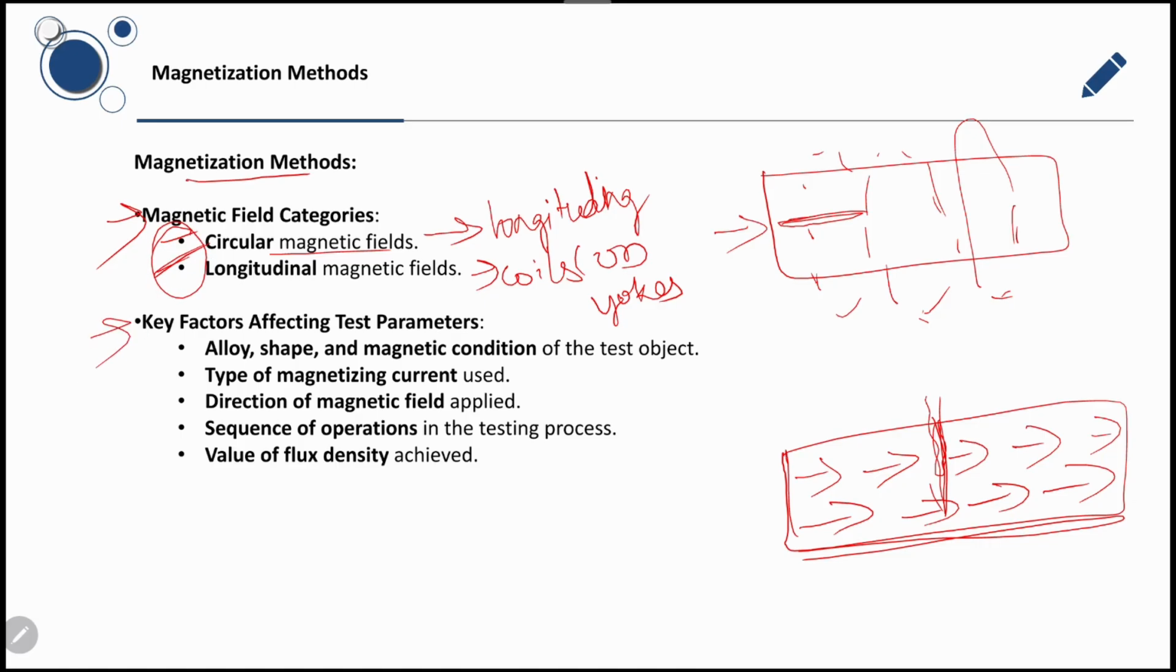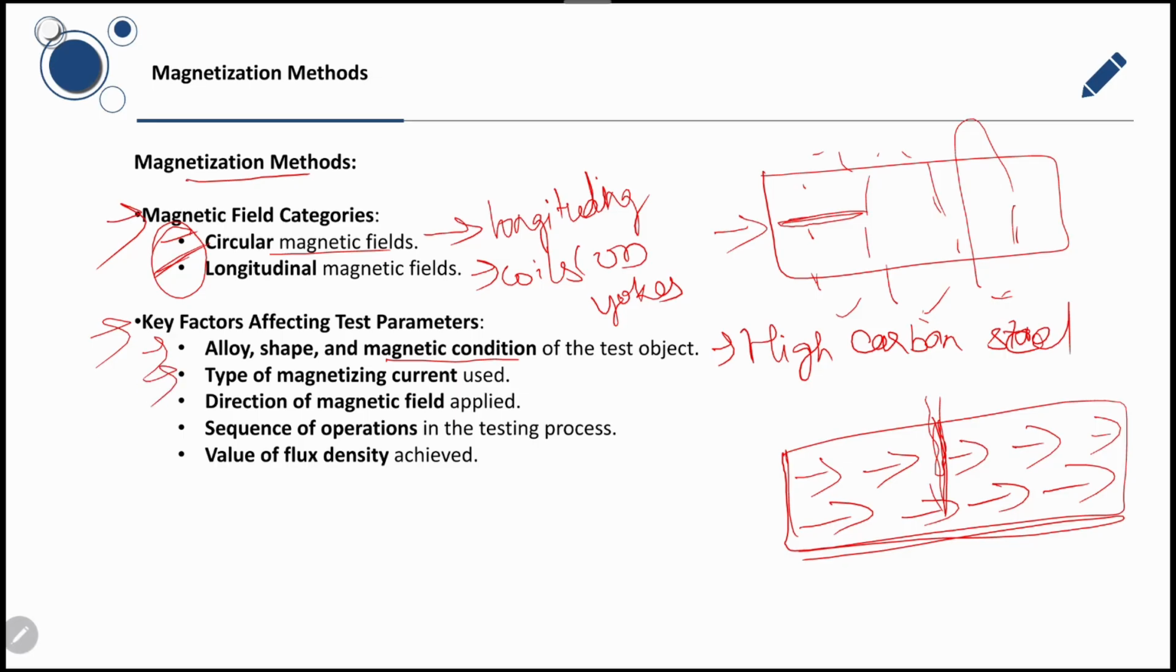Next, the key factors affecting test parameters. The effectiveness of magnetization depends on several important factors. The first one is the alloy, shape and magnetic condition of the test object. Different materials and shapes respond differently to magnetization. For example, high carbon steel retains more magnetism than low carbon steel. So magnetization differs with the alloy, shape and magnetic condition of the test object.